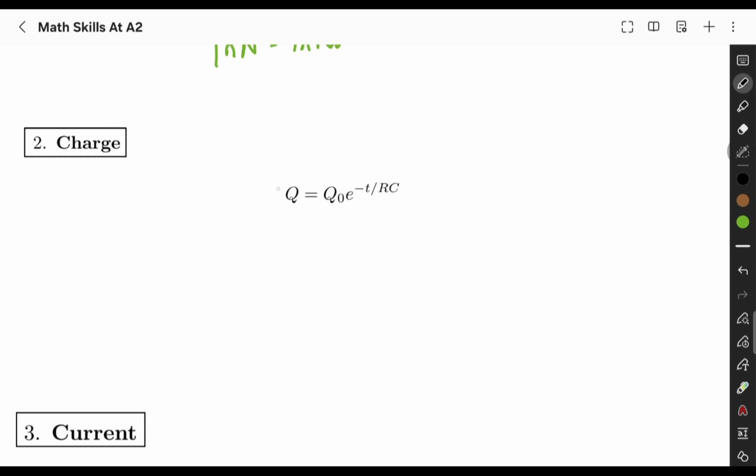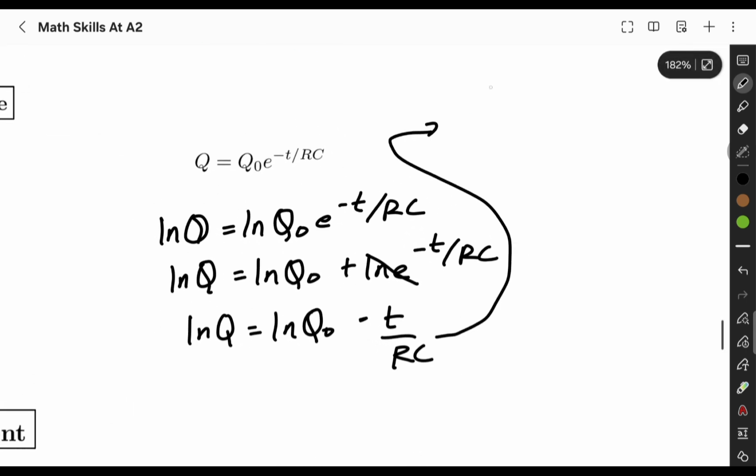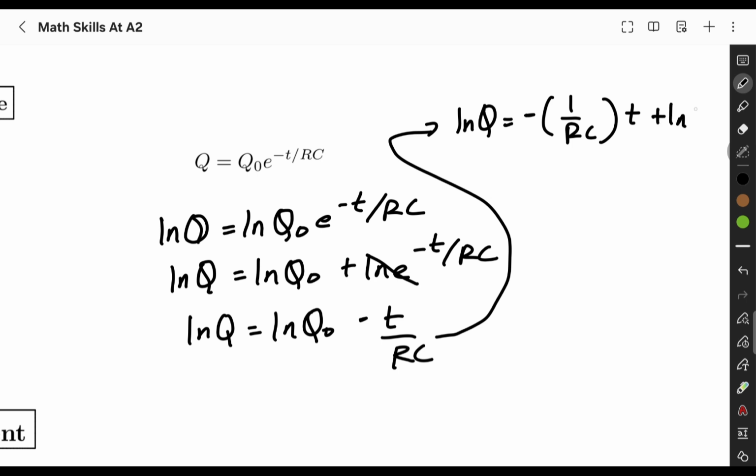Next example, we're going to apply ln again: ln Q naught e to the power minus t over RC. So ln Q naught plus ln e to the power minus t over RC. This cancels out, and we're going to be left with something similar again. Now we're going to rearrange. So ln Q equals minus t. Actually, one second. We're going to have minus 1 over RC here, and then t on the other side, and then we're going to have plus ln Q naught.